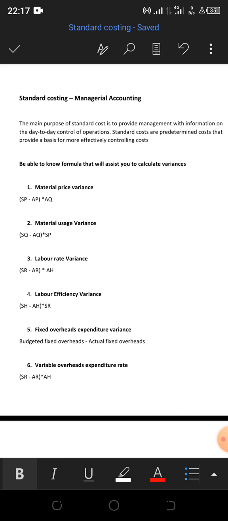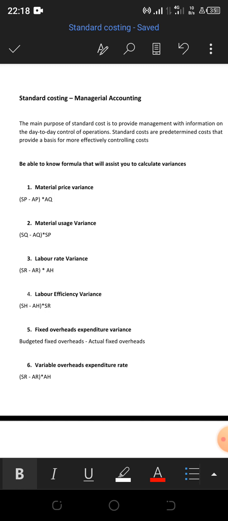Formula number 2 is material usage. This is dealing with the material that we have used. In this formula we have the standard quantity minus the actual quantity, then we multiply by standard price. The standard price is the same one that I explained at the beginning, the same as the budgeted price. The actual one is the actual price that we have spent, the actual quantity that we have used. Standard quantity simply means the quantity that we have budgeted.